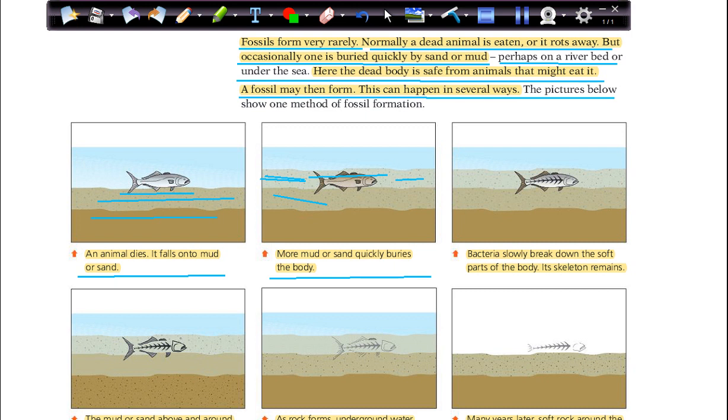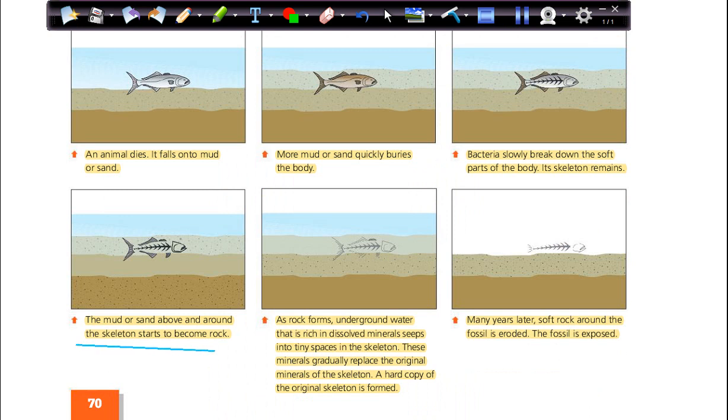Then bacteria slowly break down the soft part of the body. Its skeleton remains. So what do we call these bacteria? Of course, decomposers, because they are breaking down the soft parts. So they are breaking down the body and the skeleton remains. The mud or sand above and around the skeleton starts to become rock, like you can see here.